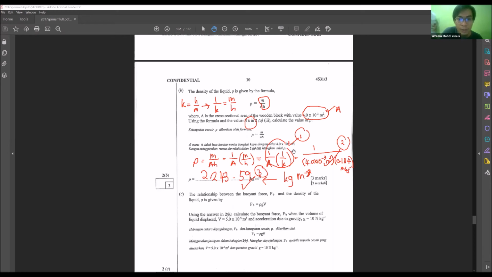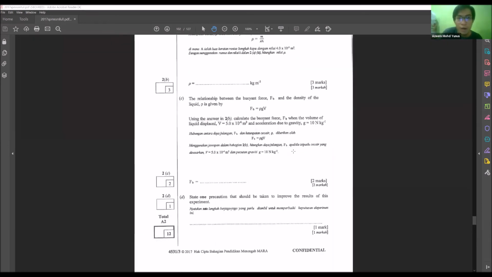Okay, so let's move on. The relationship between buoyant force FB and the density of the liquid rho is given by this formula. Using the answer in 2B, calculate the buoyant force when the volume is this and the acceleration due to gravity is this. So again, it asks us to use the formula and the value from before to find the buoyant force here. So basically, we don't need to rearrange the formula. It's already in the correct order. So we just need to plug in all the values.